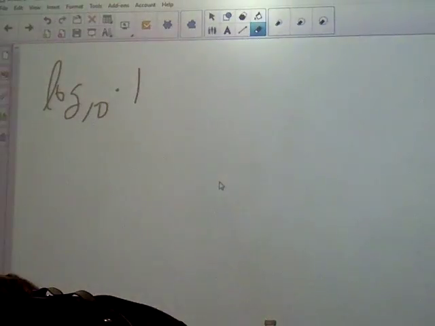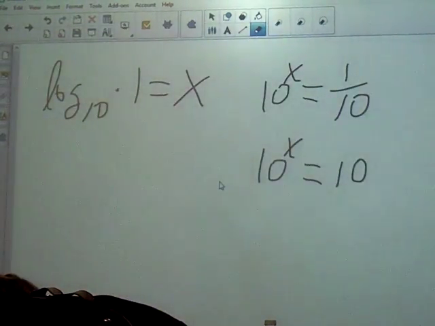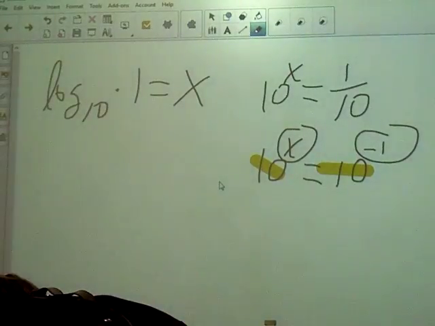Log base 10 of 0.1, and it doesn't tell me what it's equal to, so that's where I'm going to put my variable. So I would have 10 to the x is equal to 0.1, and 0.1 is the same as 1/10. So I've got 10s, that's good, 10 and 10, but I need to flip 1/10, and to flip it, it takes a negative exponent, but I don't want to change it, so it's going to be a -1. So now my 10s are the same, so it means my exponents are the same.